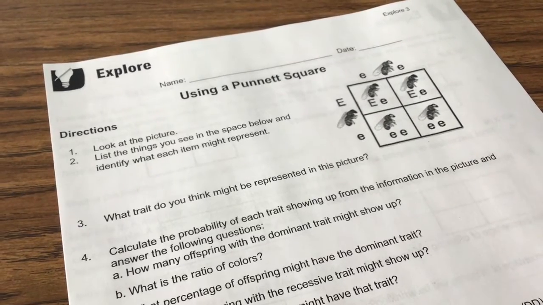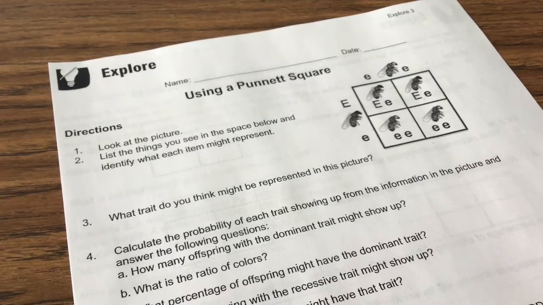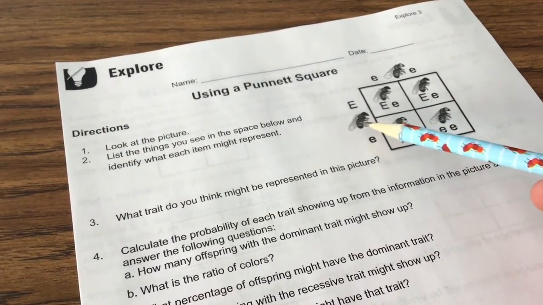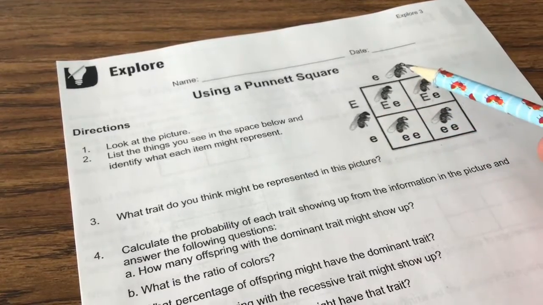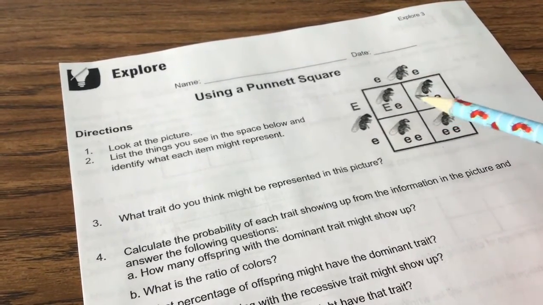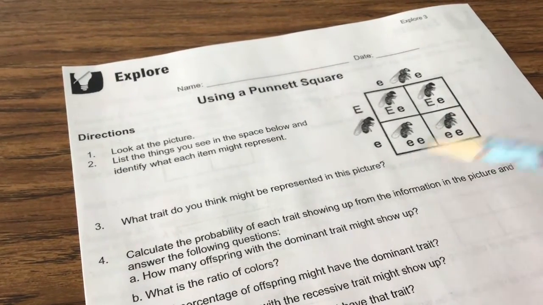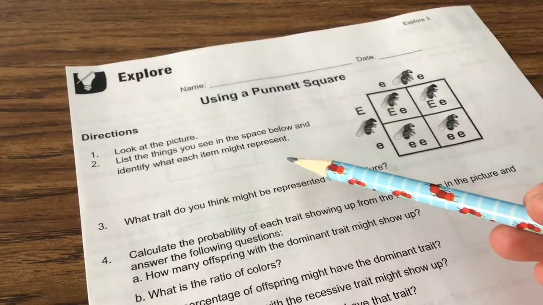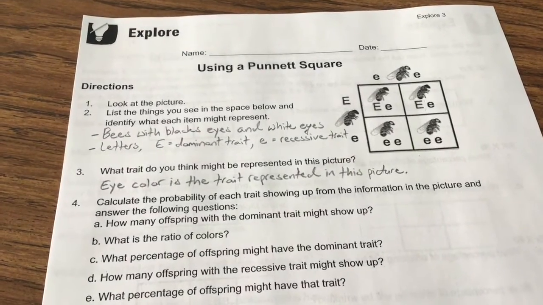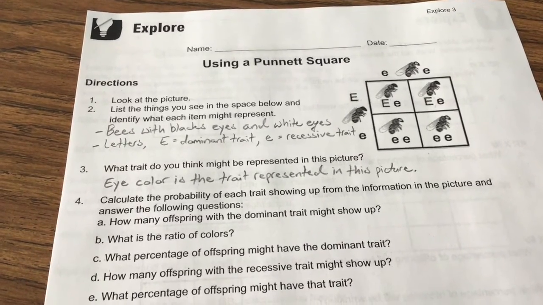I also notice that my bees look similar, except their eyes are different. This bee has, I'm going to call it a black eye, and this bee has a white eye. And in the diagram, I see some black eyes and some white eyes. So I'd like you to take a second to write down some of those things that we just identified in this picture. Okay, so you should have some information listed on your sheet now.